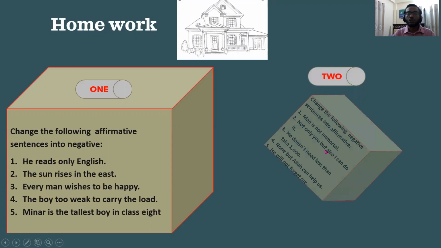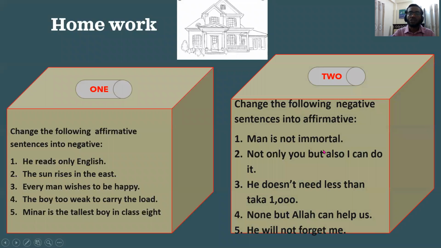And homework number two, write down please. Change the following negative sentences into affirmative. Number one, man is not immortal. Number two, not only you, but also I can do it. Number three, he doesn't need less than taka 1,000. Number four, none but Allah can help us. And number five, he will not forget me.